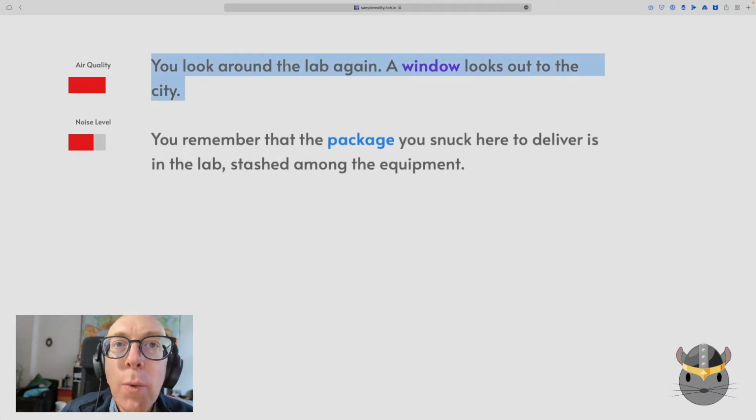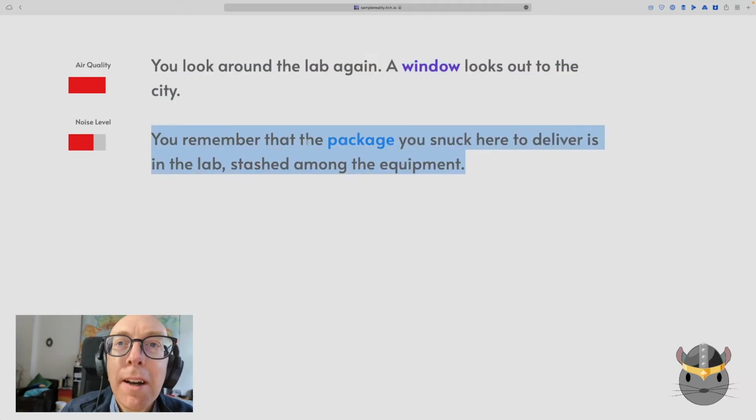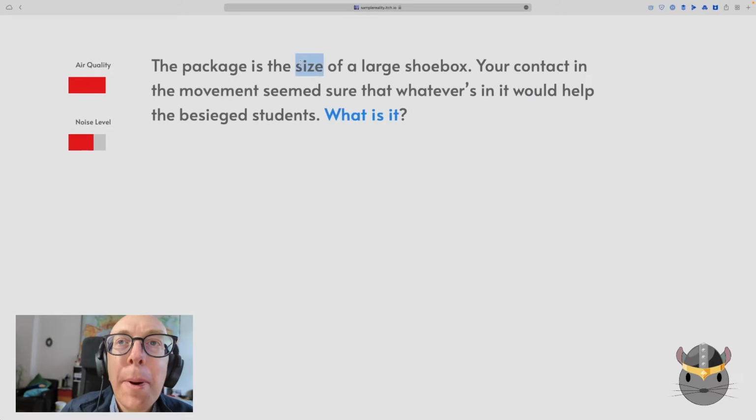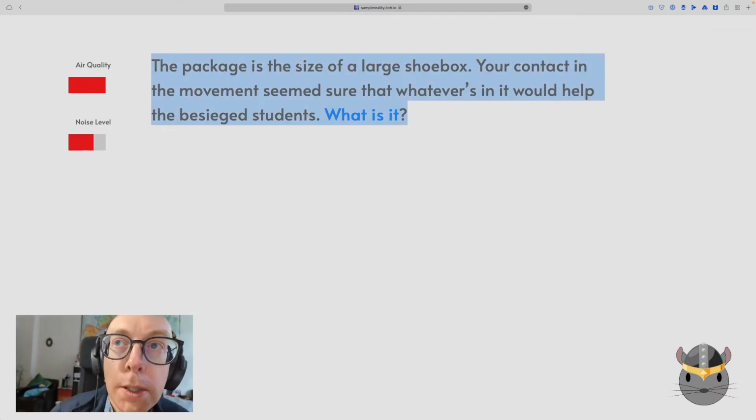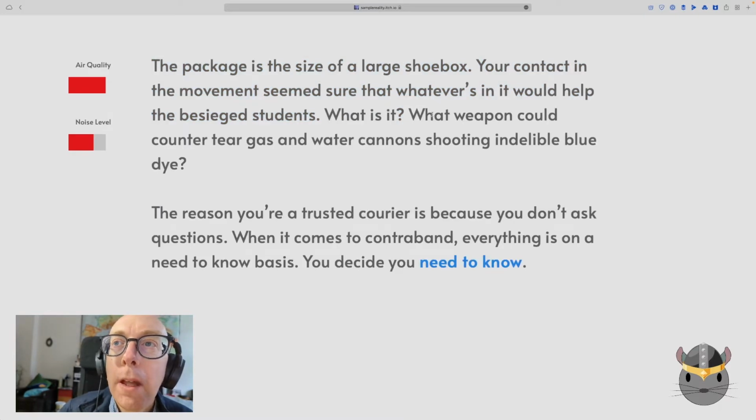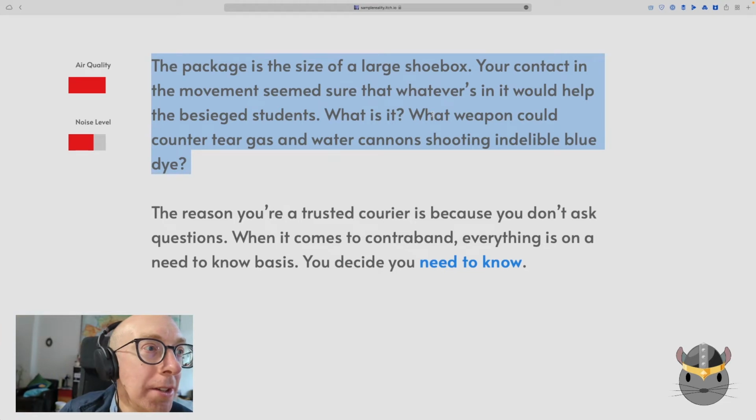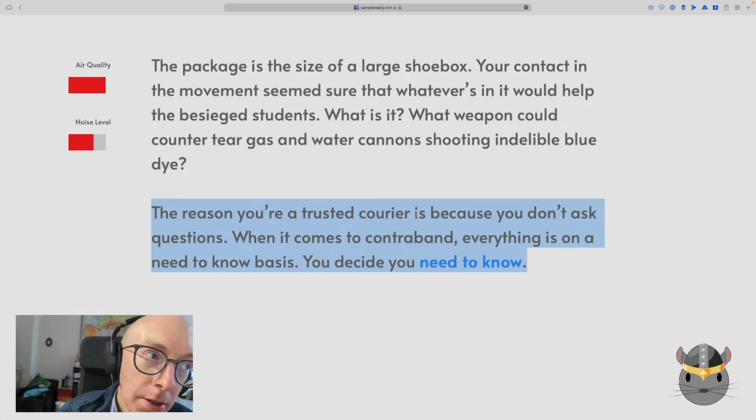You look around the lab again. A window looks out to the city. You remember that the package you were sent here to deliver is in the lab, stashed away among the equipment. Wow. It's taken us some time to find it, but the package is the size of a large shoebox. Your contact in the movement seemed sure that whatever's in it would help the besieged students. What is it? What weapon could counter tear gas and water cannons shooting indelible blue dye? The reason you're a trusted courier is because you don't ask questions. When it comes to contraband, everything is on a need-to-know basis. You decide you need to know.